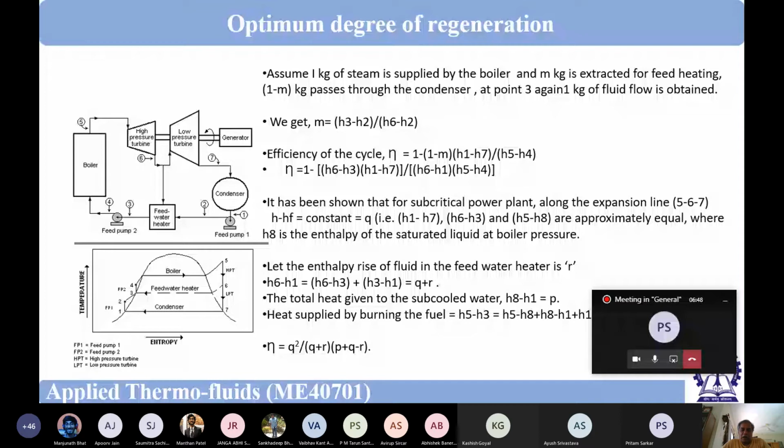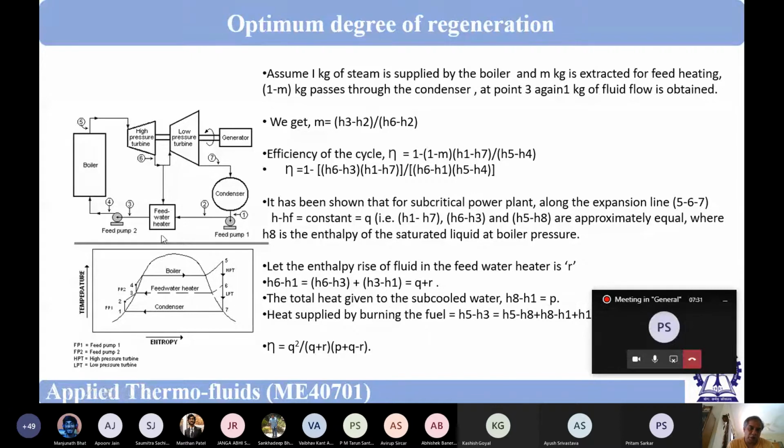So how can we determine at what pressure we should extract this steam? To analyze this, I have done a very simple thing, which is there in many books. It is there also in the book of Professor P.K. Nath. So what we have done, we have considered a simple steam power cycle, Rankine cycle, with feed water heating, and there is only one feed water heater, open type of feed water heater.